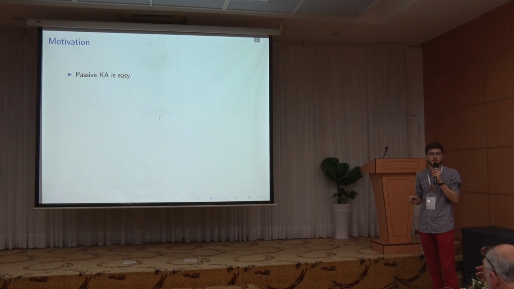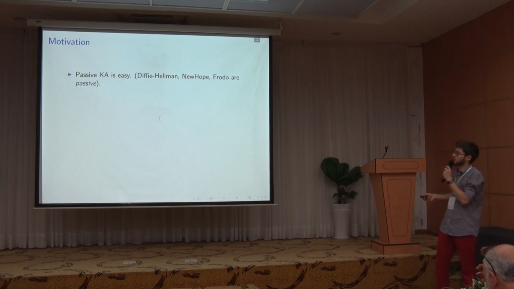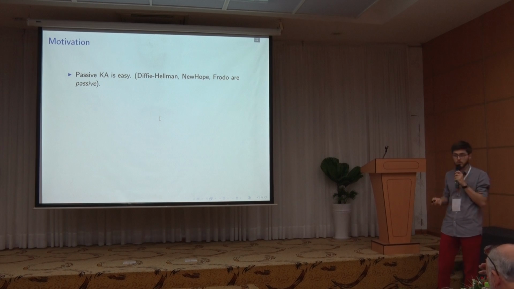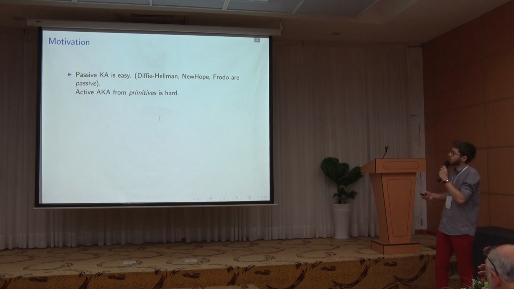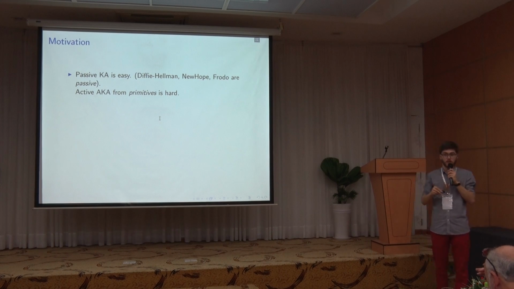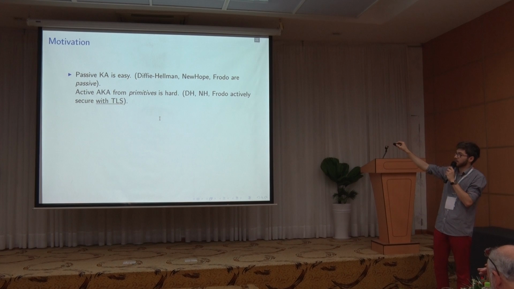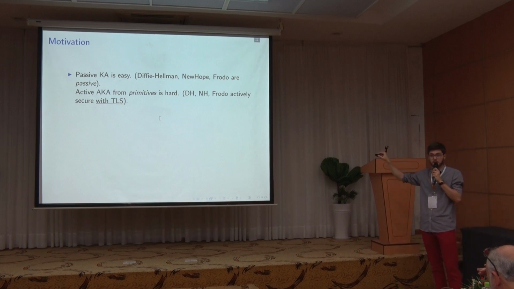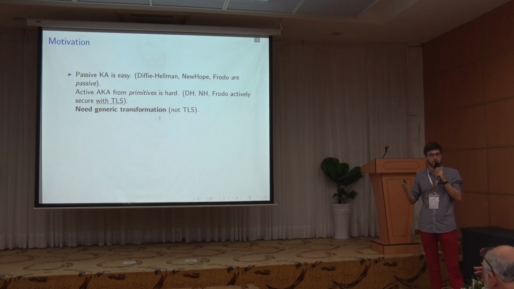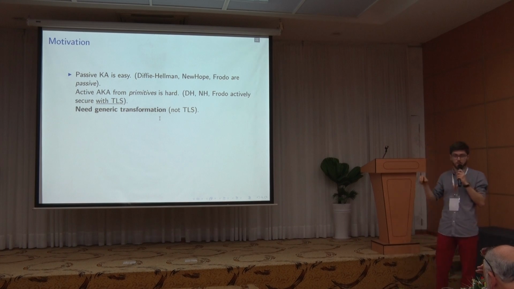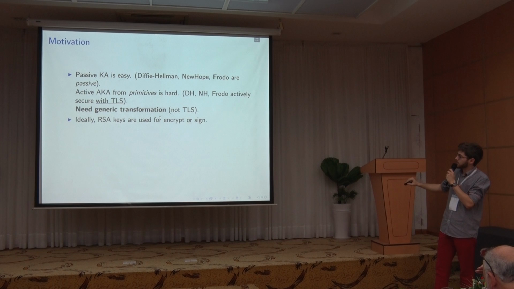So the first thing is that passive key exchange is easy to achieve. We've seen this with Diffie-Hellman or New Hope, which has been used in the Google experiment, and as well Frodo, which is another lattice-based passive key exchange. So deriving active authenticated key agreement directly from primitives is very hard. These ones are actively secure within the TLS exchange, but without the TLS, these do not withstand active security. So we want to construct a generic transformation which isn't TLS, because TLS is very long and achieves things other than secrecy and authentication and these kind of things.